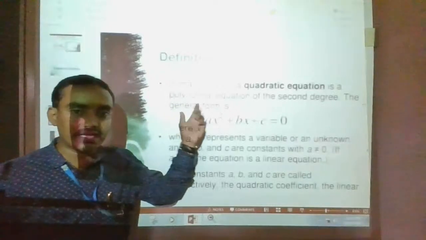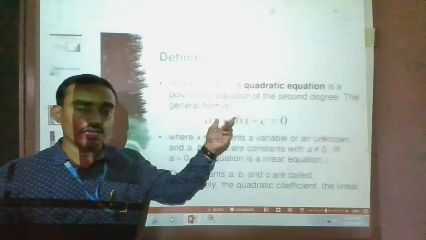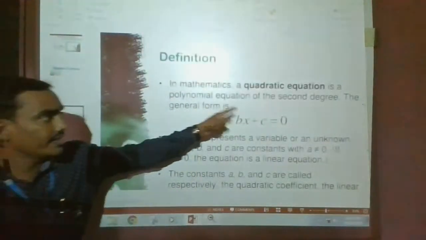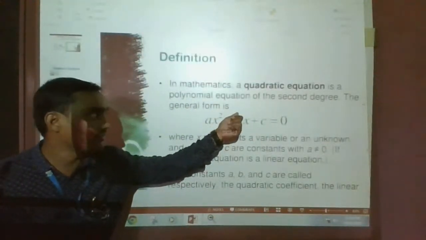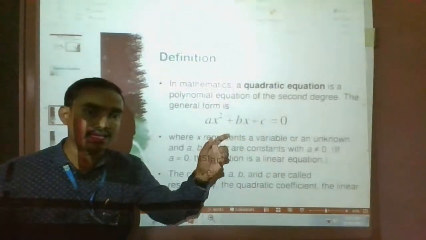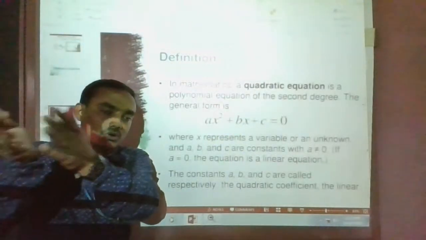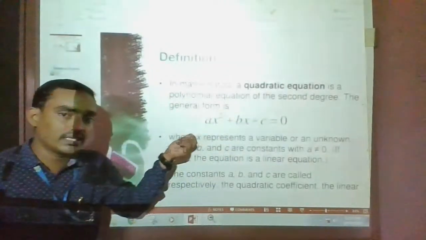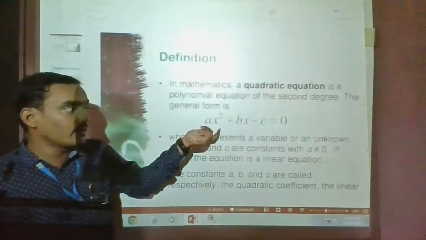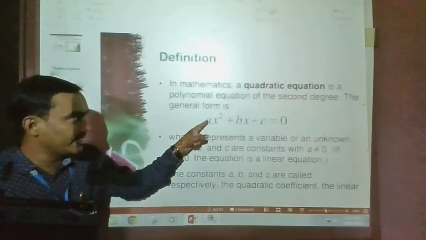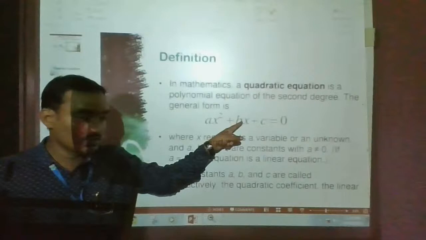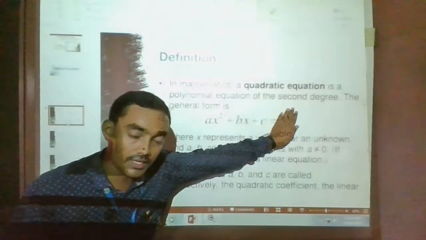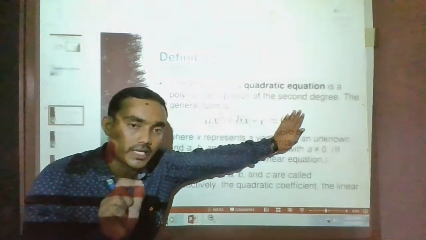Now, quadratic equation. The quadratic equation is also a polynomial, of the second degree. It means the degree is not more than 2, not less than 2. Here the degree is 2. So it's the general form. The general form of a quadratic equation is ax square plus bx plus c is equals to 0. Suppose it is not equal to 0, it becomes a quadratic polynomial.